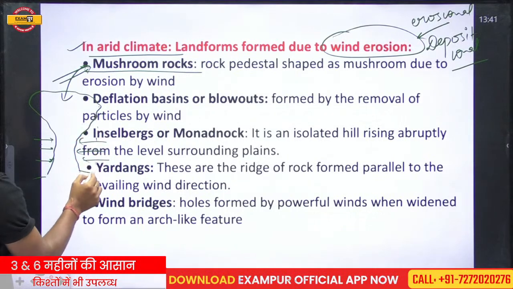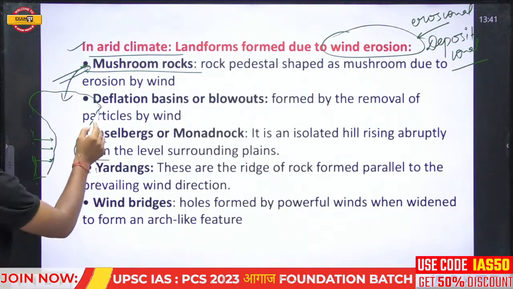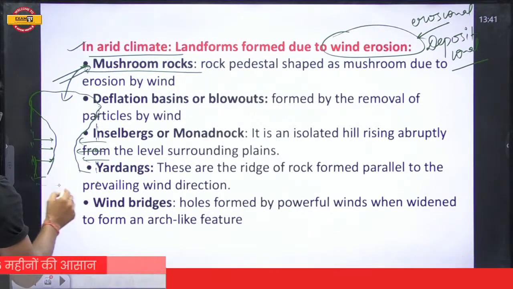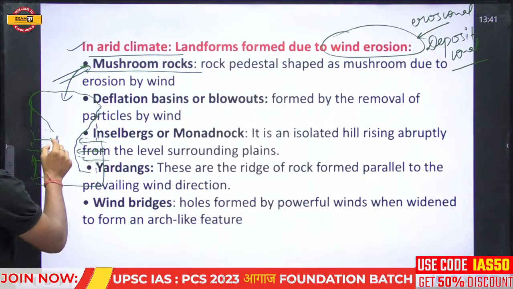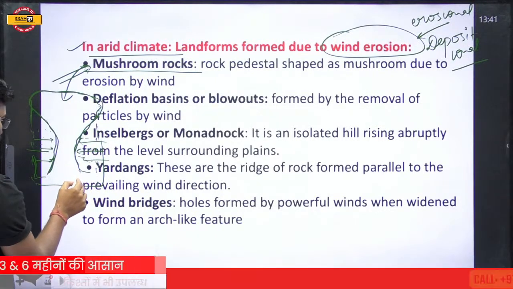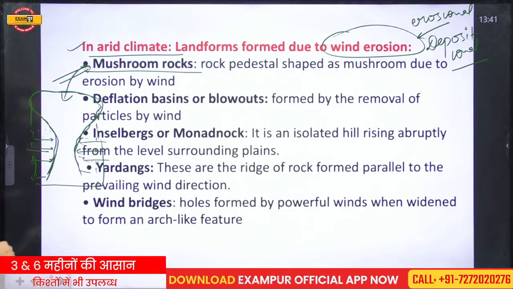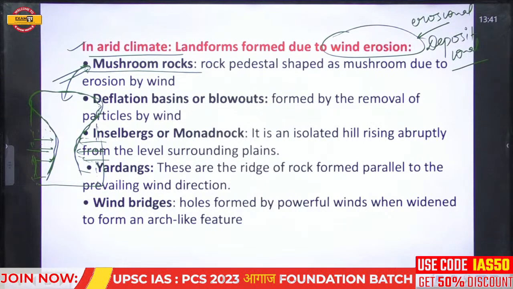In the initial stage, this rock was looking like this, but after the erosion this section has been removed, and at present this rock is looking like this, and such a rock is called the mushroom rock.